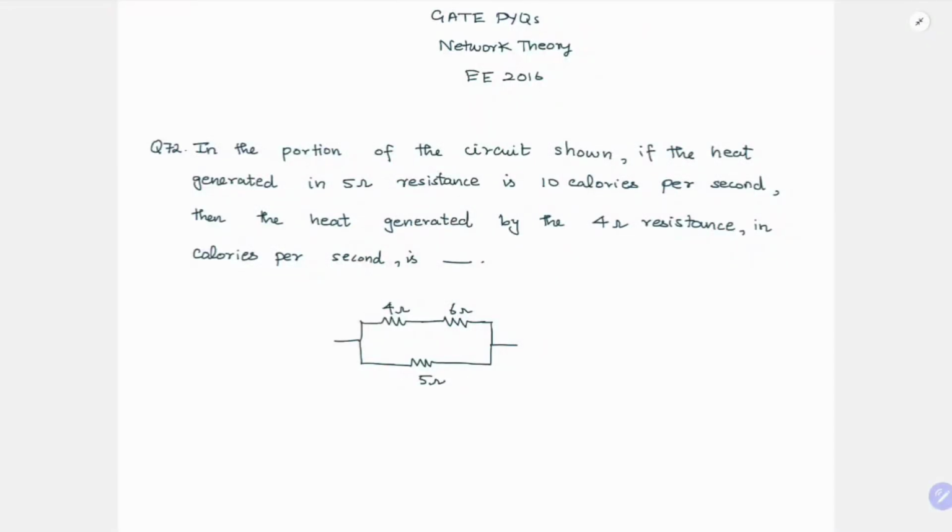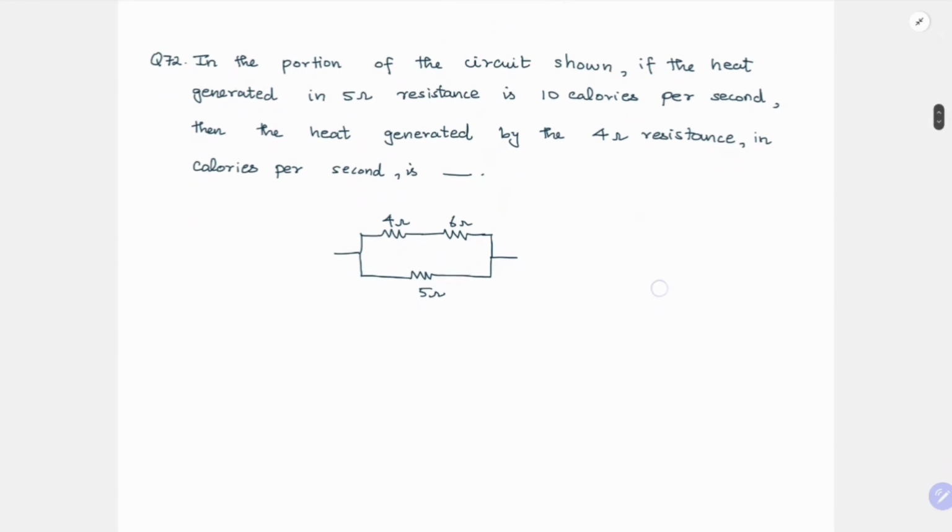Hello guys, welcome back. So in this video, we'll see a question on network theory from GATE 2016, and it is an interesting question. In the portion of the circuit shown, if the heat generated in the 5 ohm resistance is 10 calories per second.